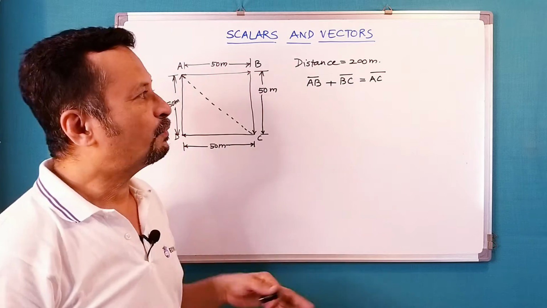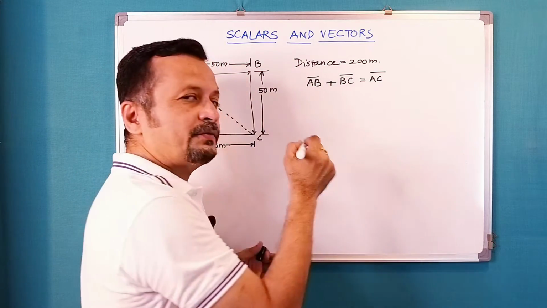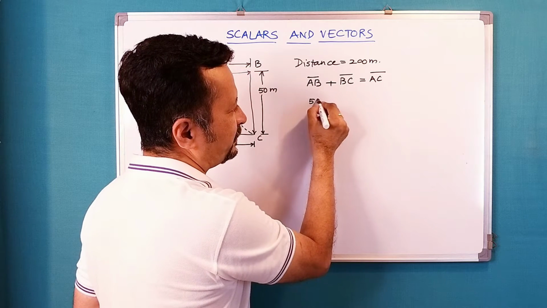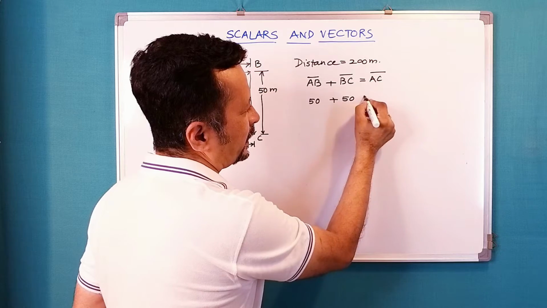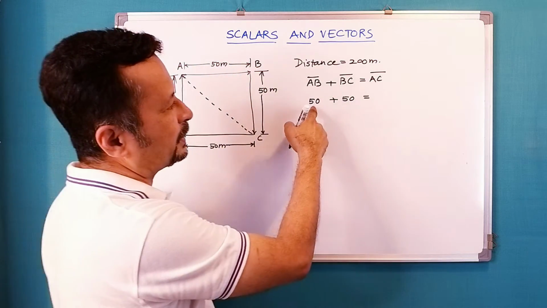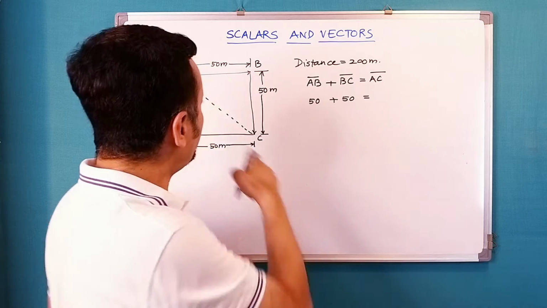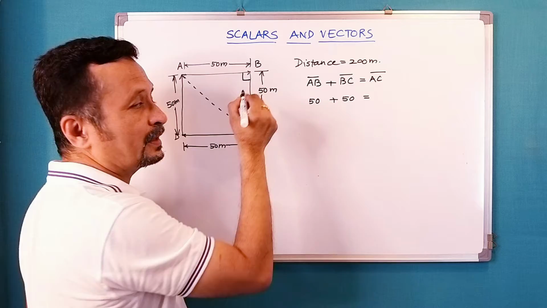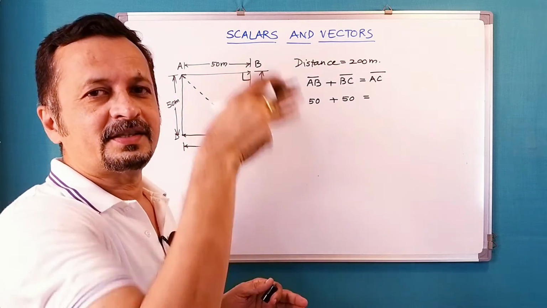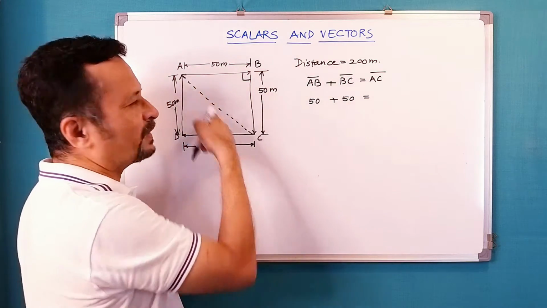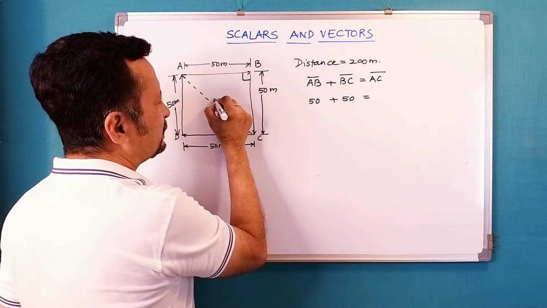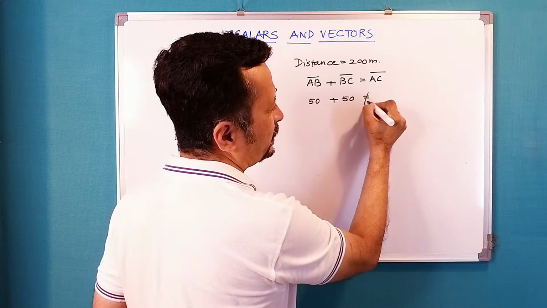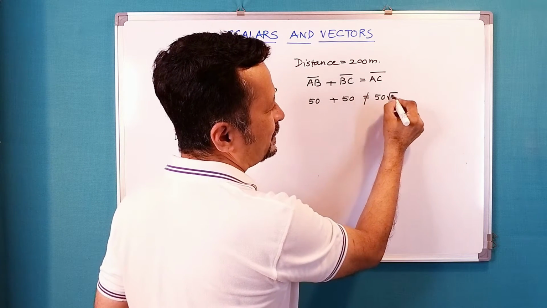What if I put the magnitudes of AB and BC? So magnitude of AB and BC, that is 50 plus 50. And 50 plus 50 gives me 100. But then if I measure AC, see this angle is 90 degrees. Angle between east and south, it is 90 degrees. So if I apply Pythagoras, I know that A to C is 50 root 2. So 50 plus 50 is not equal to 50 root 2, isn't it?